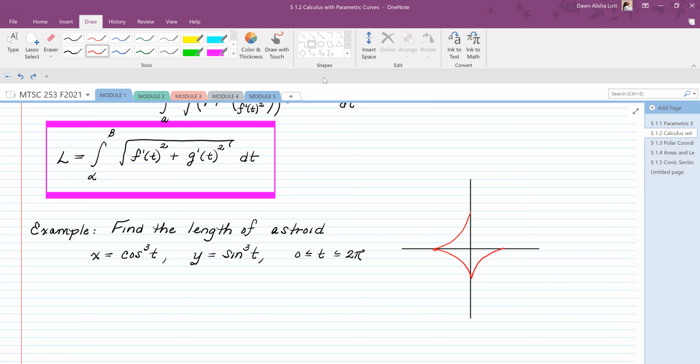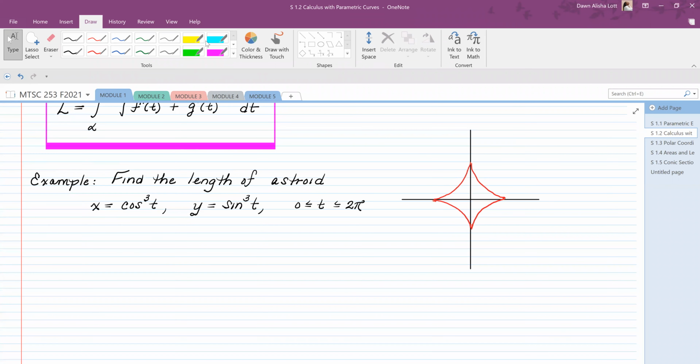I am not the greatest drawer. Okay, it's not horrible. So now, in order to find the length of this, I really only need to find the length of one piece. If I can find the length of this piece right here, then I can multiply it by 4. That is where we are going to start in recitation tomorrow, working problems.